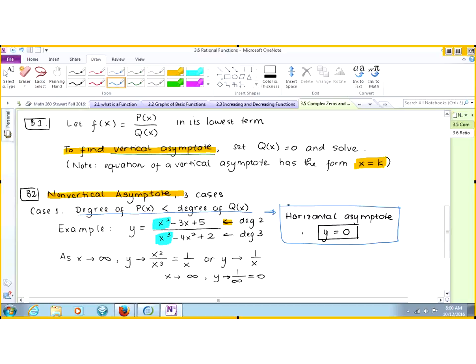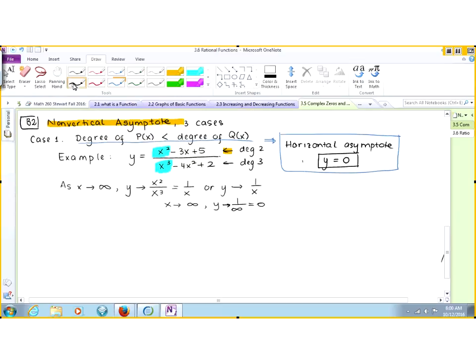All right. So now let's look at case 2. What about if the degree of p of x is equal to the degree of q of x? All right, so case 2: the degree of p of x is equal to the degree of q of x. Just to give you an example, y is equal to 2x squared minus 4, divided by 5x squared plus 3x plus 4.